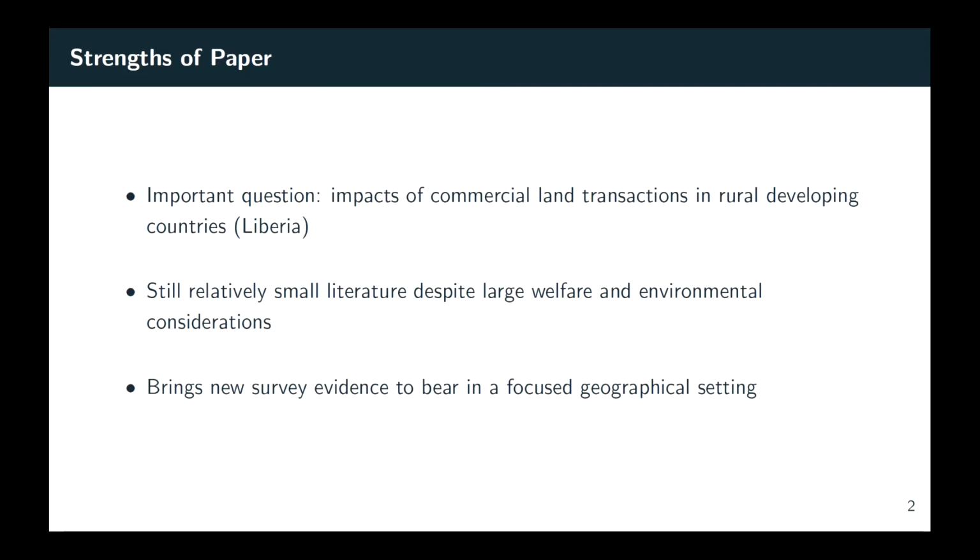I think the major strengths of the paper are threefold. One, it's just an incredibly important question. And it's kind of unique to study this in a limited geographic setting, because there are a lot of institutional details that can be focused on, rather than some of these papers that look at this in a cross-country setting. And despite how important I view this particular line of inquiry, there's still, as you mentioned, very little work in this contemporary applied microeconomic sense, despite huge welfare implications and huge environmental implications for this question. And I think one of the really big strengths of the paper is this new unique survey data that you've collected in this really focused geographic setting.